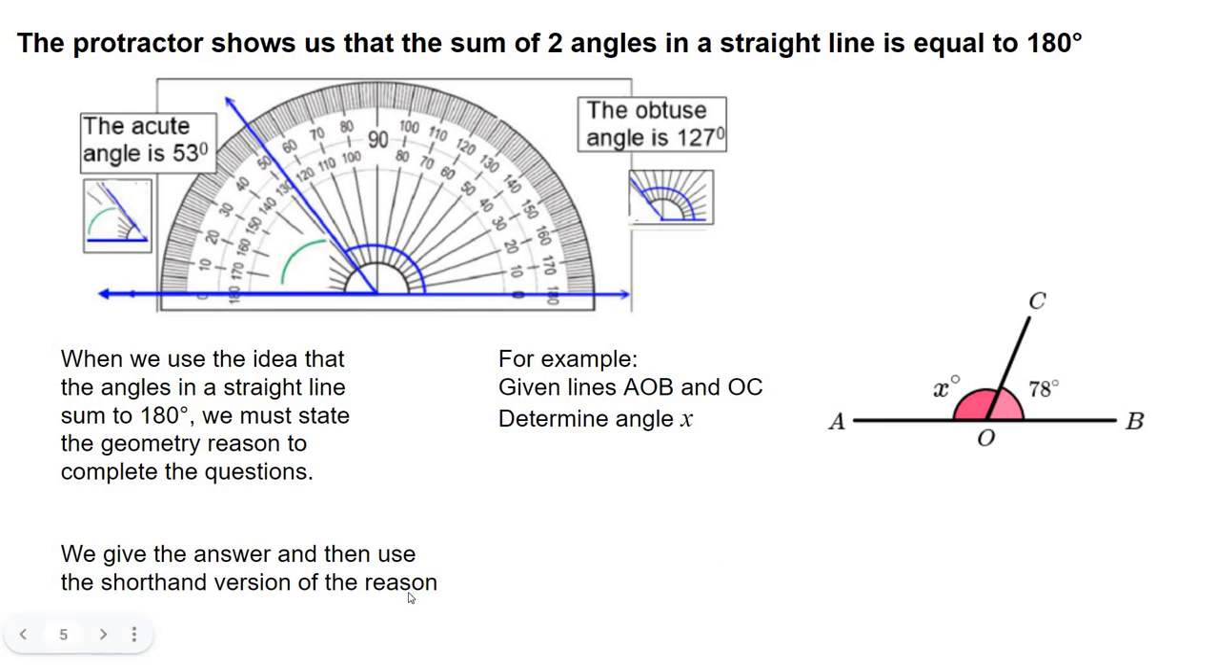Now for a lot of our tests, this question's worth 2 marks. And if you don't give a reason, you're in danger of getting 0 marks, because in geometry you have to give a reason. So first it's a calculation, 180 minus 78 to get your answer, and you write it down. X must be 102 degrees.